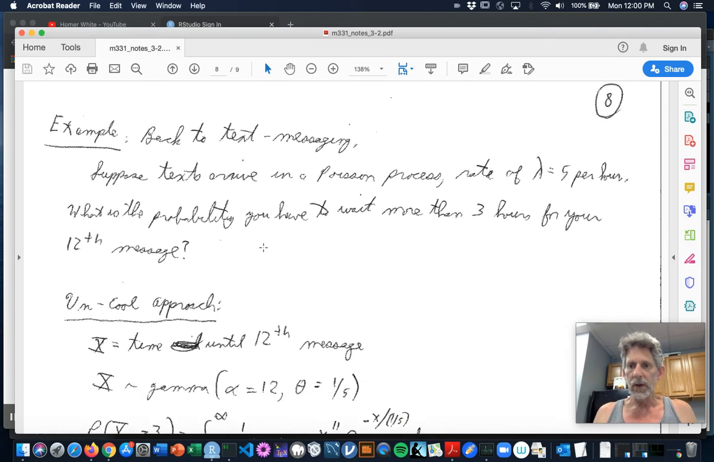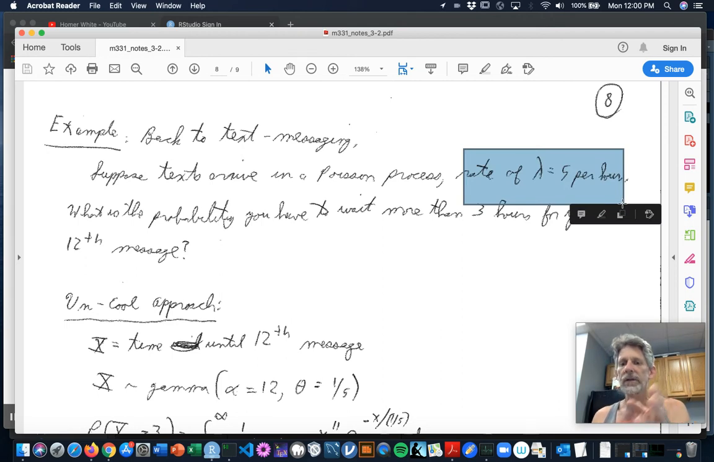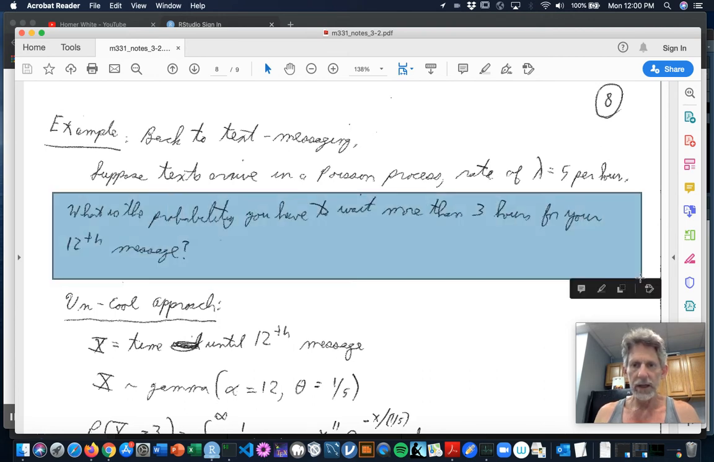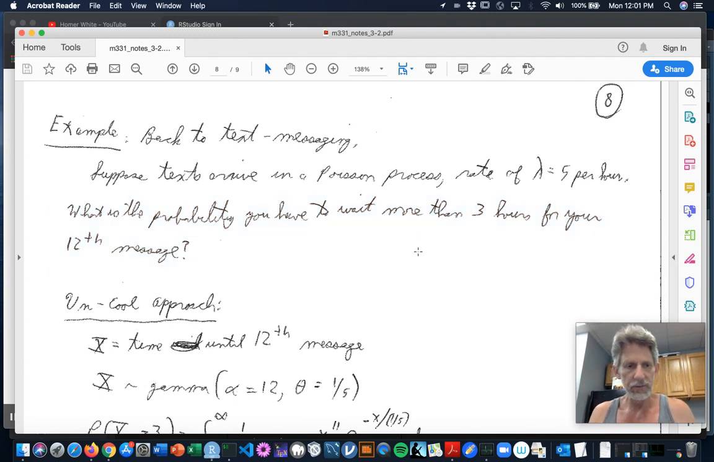Why don't we do a little computational example, the best we can by hand. So let's go back to the text messaging scenario where texts arrive on your smartphone according to a Poisson process. And let's say that they arrive at a rate of lambda equals 5 per hour on average. What's the probability that you have to wait more than 3 hours for your 12th message?